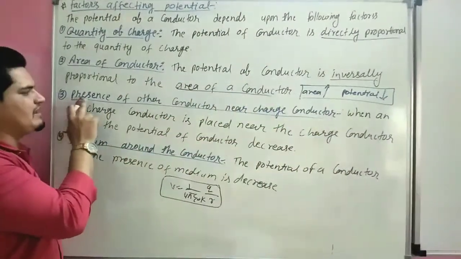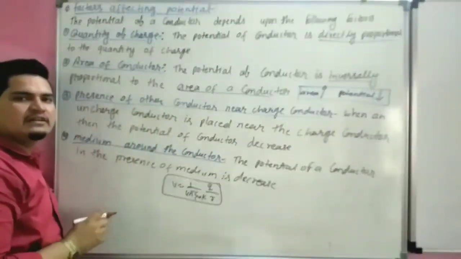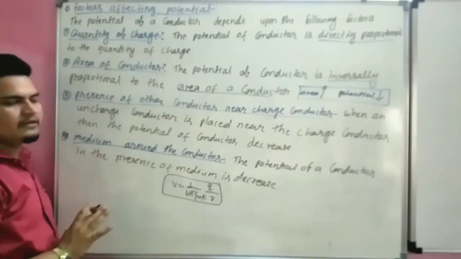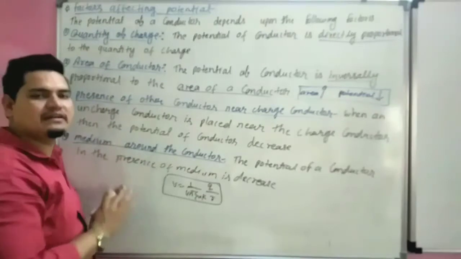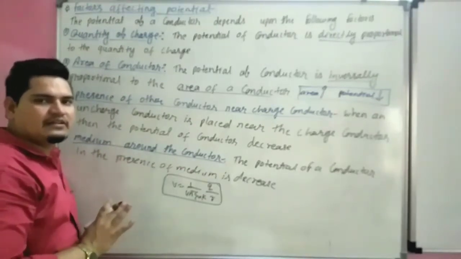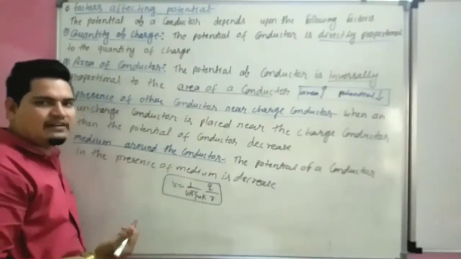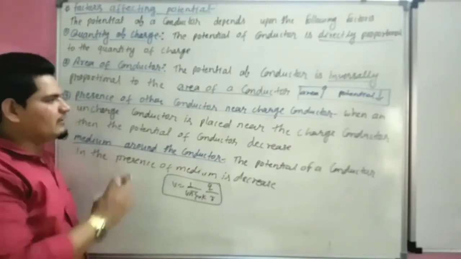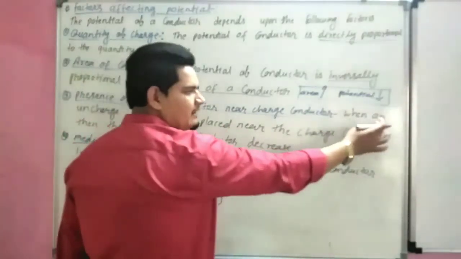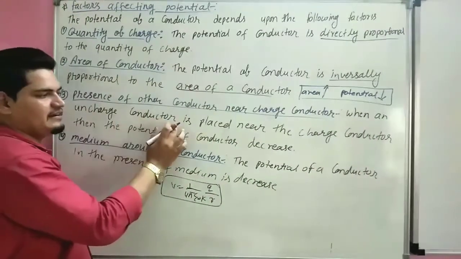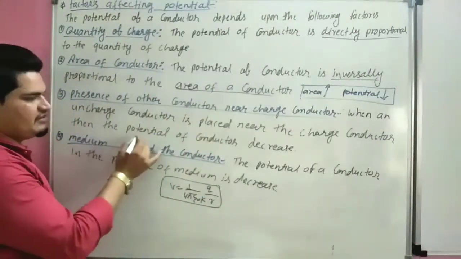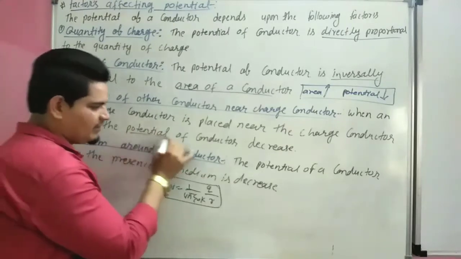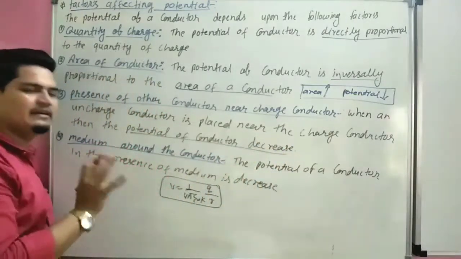Third, presence of any other conductor near the charged conductor. When we place an uncharged conductor near the charged conductor, the potential of the charged conductor will decrease.